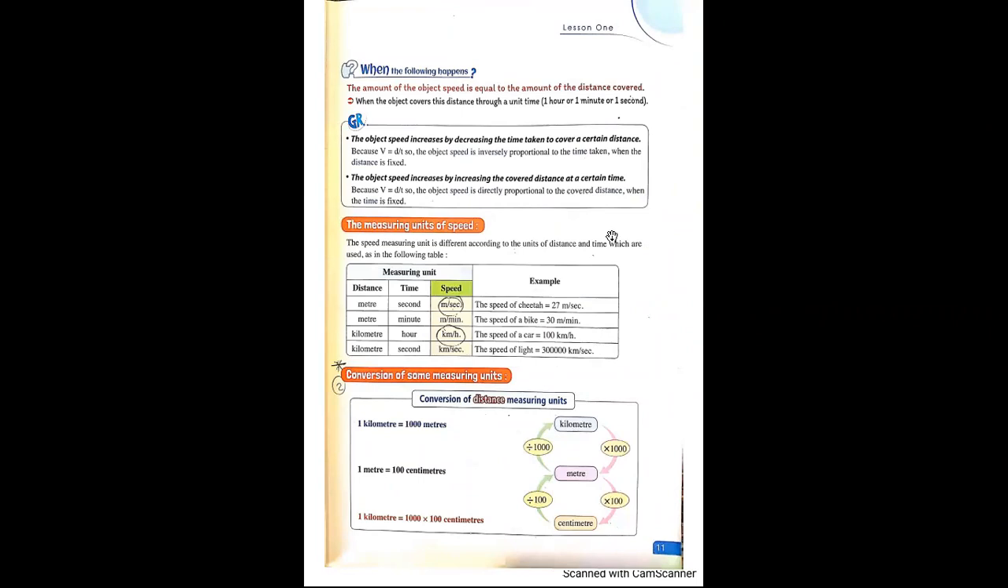When the following happens, the amount of the object speed is equal to the amount of the distance covered. When is the amount of the speed equal to the amount of the distance? If we look at the law v equals d divided by t, he is asking when v equals d. Does anyone have an answer? It's easy, by the way.